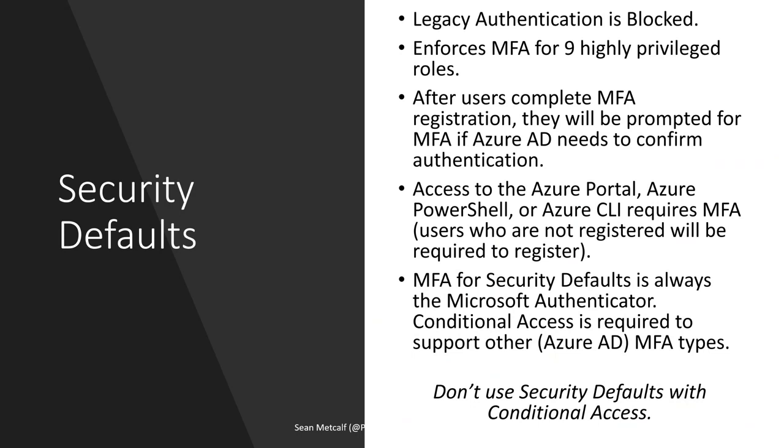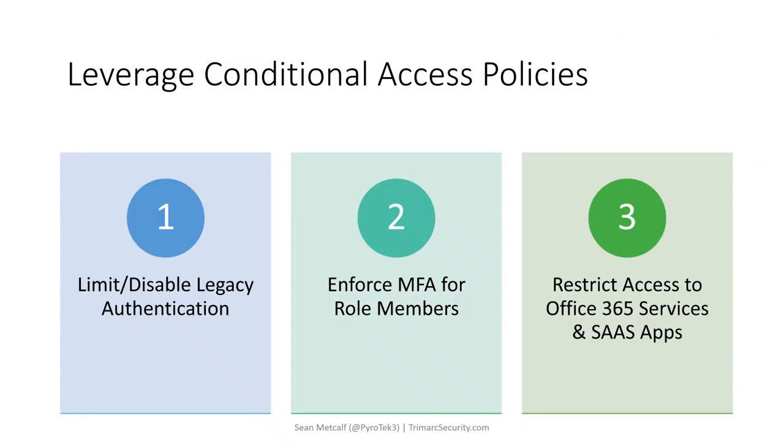This is why it's really important to make sure users at least register for MFA. They're at least configured with it, so that way you can use it. Azure AD can prompt them if they see something weird about the authentication. And this MFA within security defaults is always the Microsoft Authenticator. You'll need Azure AD P1 with conditional access in order to do other MFA types. But don't use security defaults with conditional access. There is a conflict there. But if you can, use conditional access.